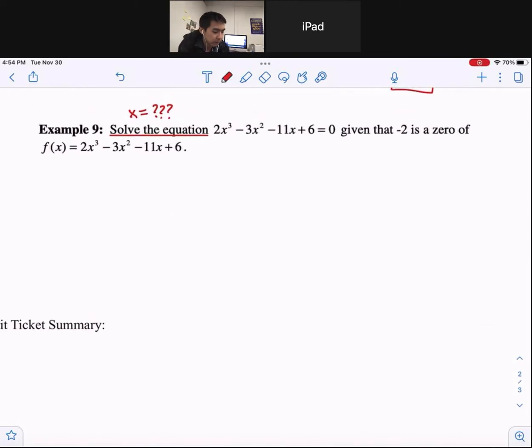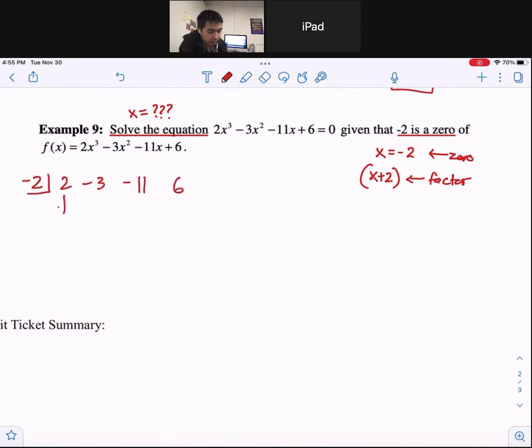Another thing, do you see how they gave us a -2 as a 0? If they gave us -2 as a 0, that means x equals -2, and we also know that x plus 2 is a factor. So if we have this factor and this 0 knowledge, we can use synthetic division to find the other factors of this polynomial. So -2, 2, -3, -11, and 6.